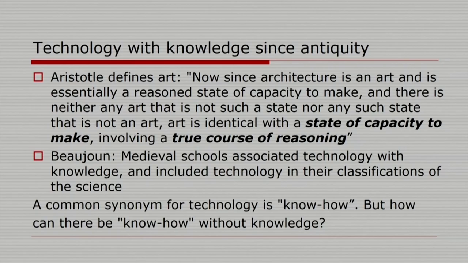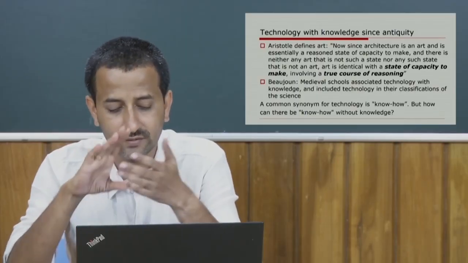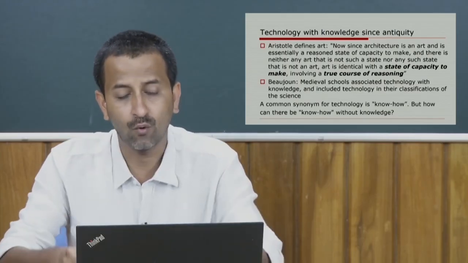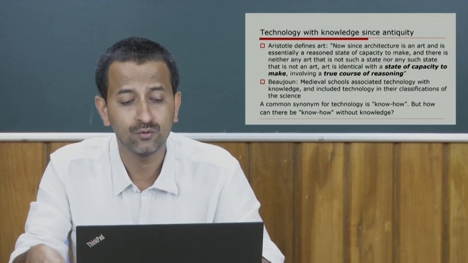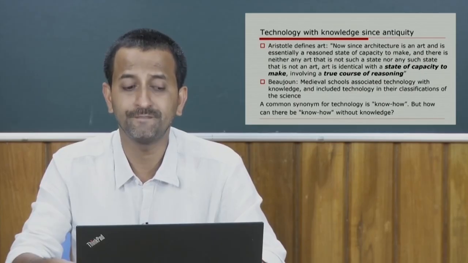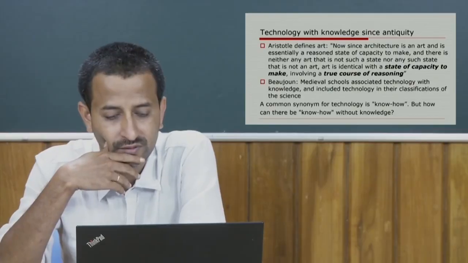It is hard to avoid the conclusion that the separation of knowledge and technology is both recent and artificial. It is also self-contradictory. How is it self-contradictory? This is obviously true in an etymological sense, but it is also true logically. Technique means detailed procedures and skill and their application. Technology refers to detailed procedures and skill and their application. But these detailed procedures can only come into being through knowledge. Skill is the ability to use one's knowledge effectively. A common synonym for technology is know-how. But how can there be know-how without knowledge?